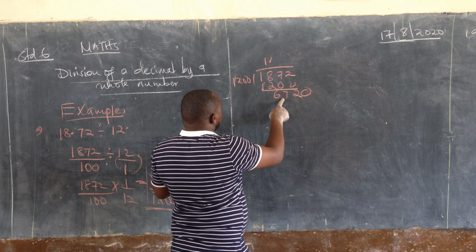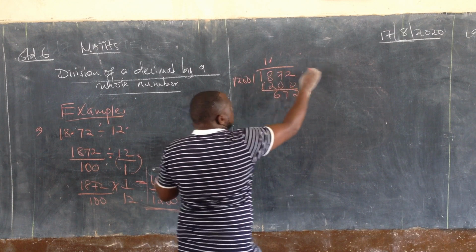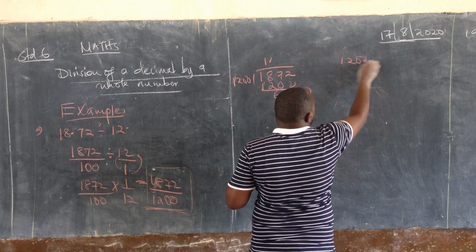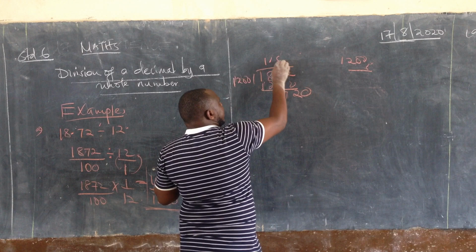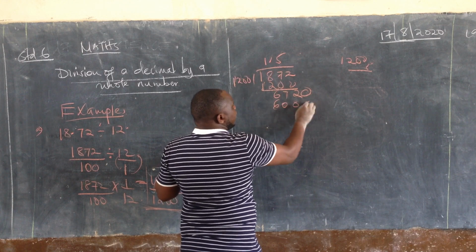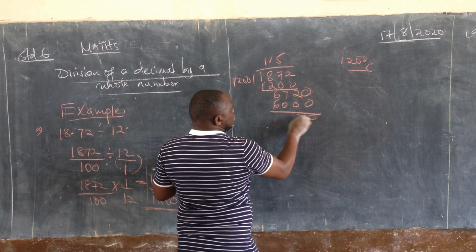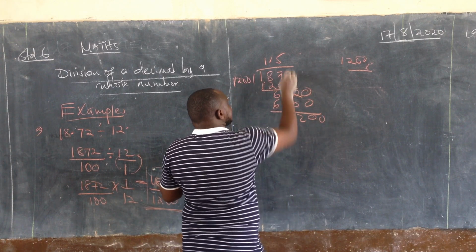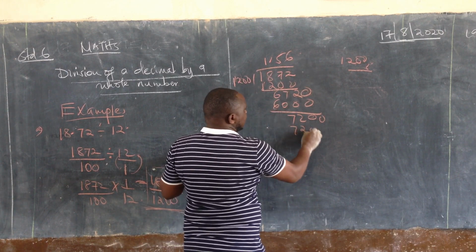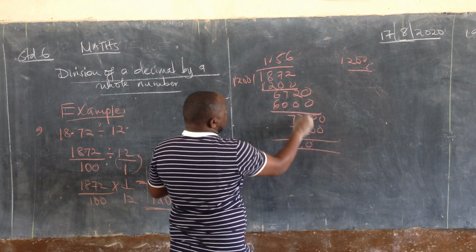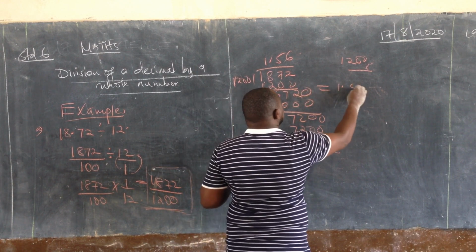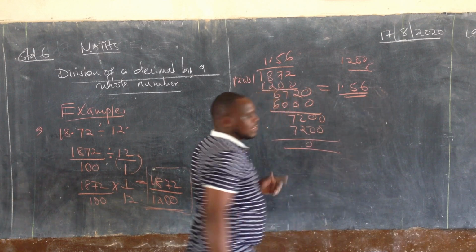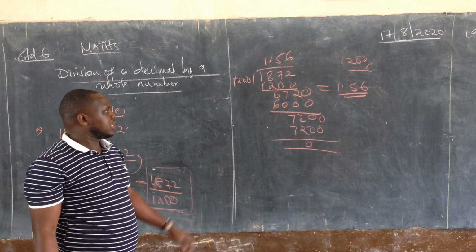6,000. We want it 5 times. 1,200 times 5, you get 6,000. So 5 times you get 6,000. That's why we made the mistake. 0, 2, 7. Add a 0. How many times, Lana? 6 times. You get the 7,200. And your answer therefore becomes 1.56. Simple as that, Lana. That's how you do it.